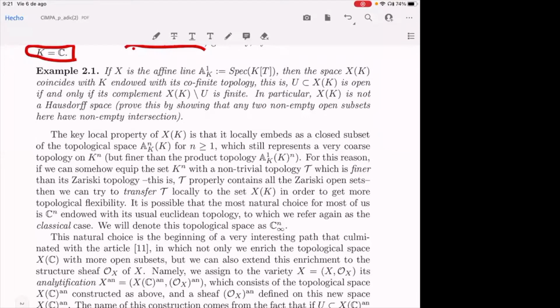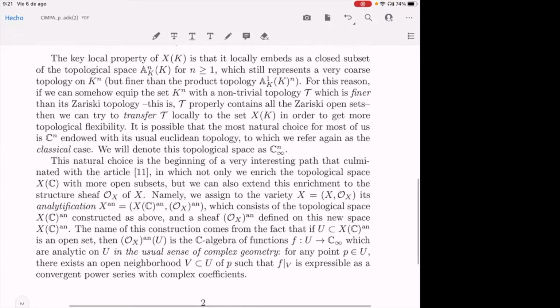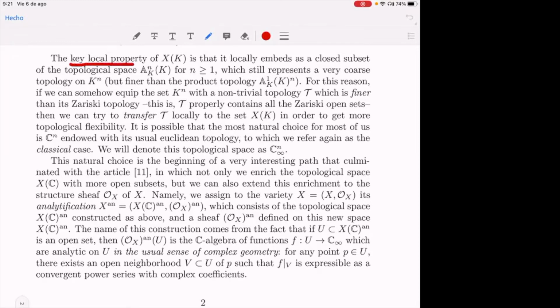It is not Hausdorff, since any two nonempty open sets intersect. Of course, these open sets may not be empty. So the key property of varieties, right? If you don't know what is an algebraic scheme, separable, and so on, over a field, you may bear with this definition. The key property of the closed points of these varieties is that it locally embeds as a closed subset of the affine space, right?